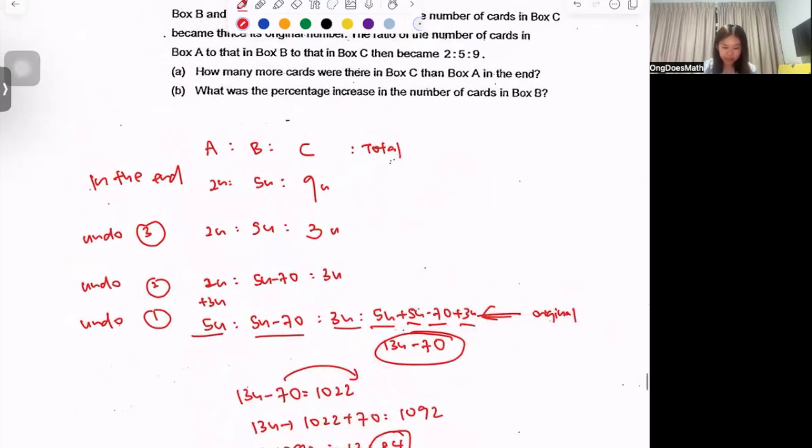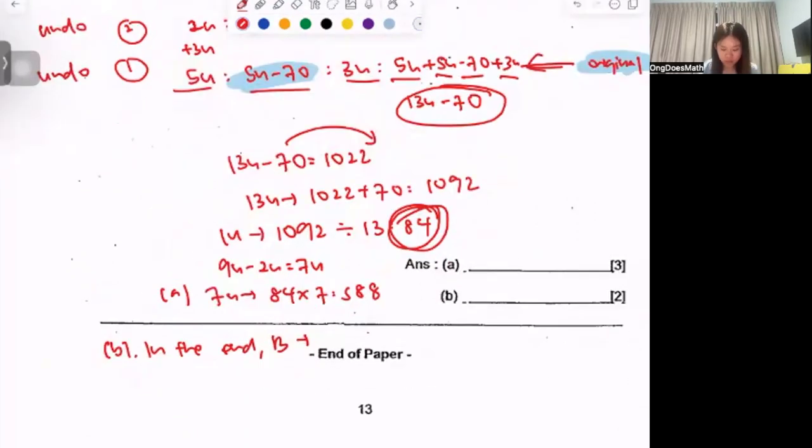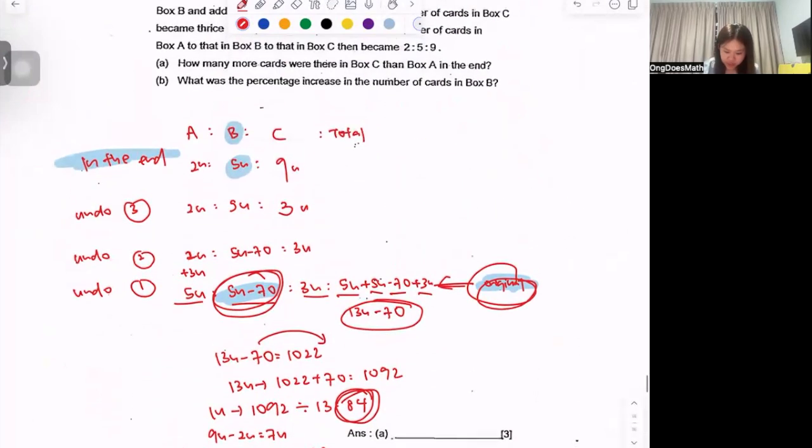Okay, let's focus on B. So B in the end has 5 units and B at first is 5 units minus 70. So we will do in the end first. In the end, B has 5 units, right? 5 units is just 84 times 5. So that should give you 420. And at first, so the original, B had 5 units minus 70. So at first, B had 420 minus 70. So that's 350.